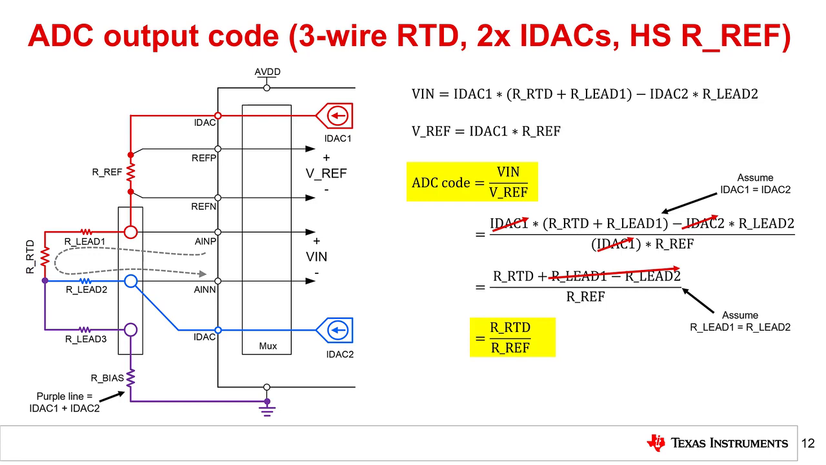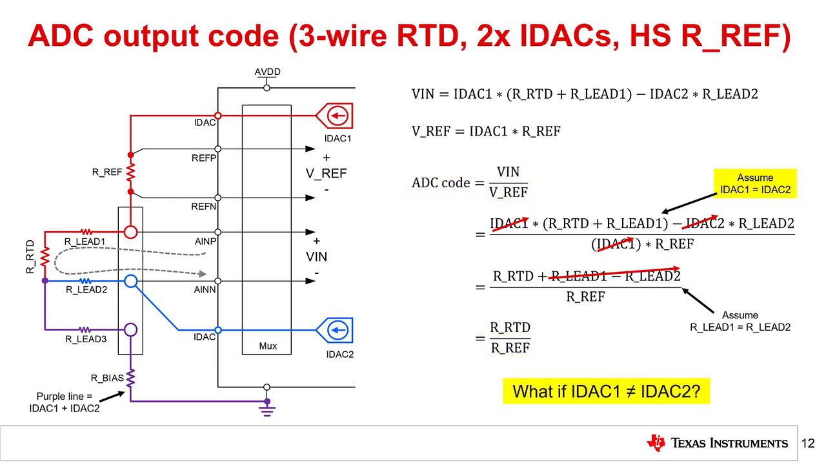In other words, the ADC code does not depend on the absolute value of the biasing source and is therefore ratiometric. Note that this result is specific to a 3-wire RTD measurement system that uses 2 IDACs and a high side RREF.